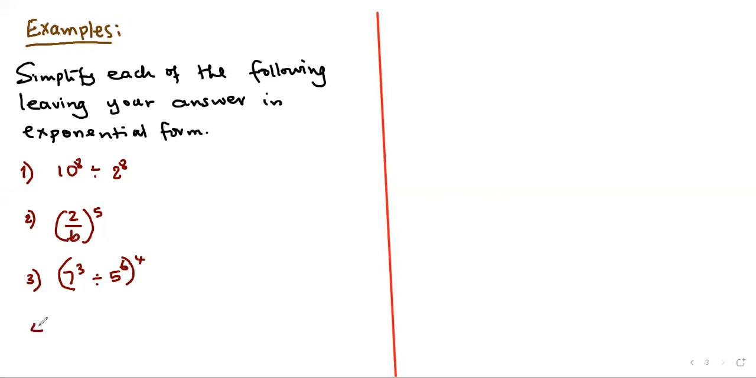And let's have number 4 as 2p squared out of q to the power of 3, all into the power of 4, divided by 8p to the power of 3 out of q to the power of 16. Okay, so let's apply law number 6 and law number 7 to solve these 4 problems. So let's get our solutions.